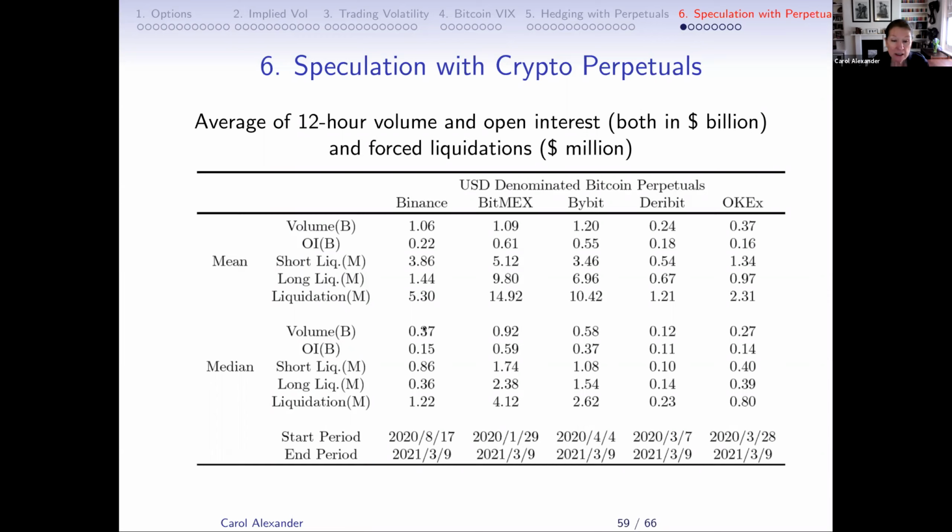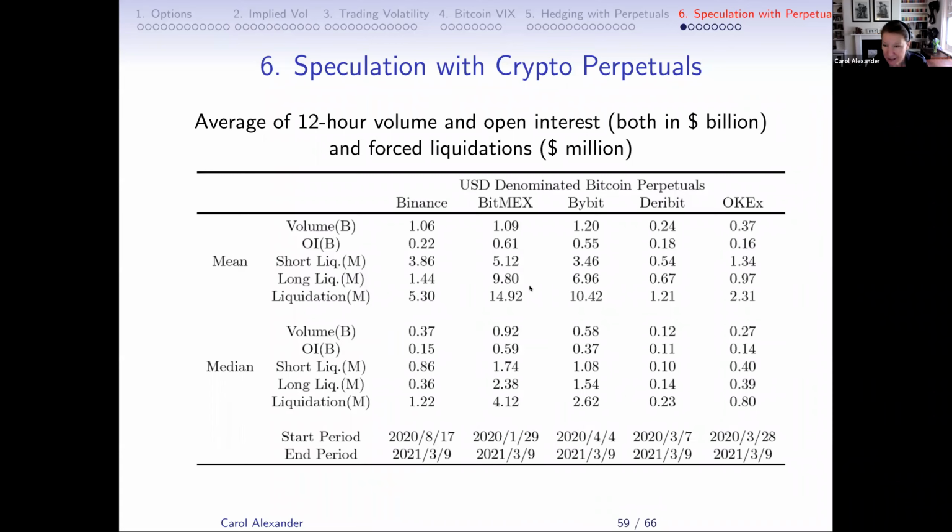So mean and median gives you some idea of how skewed these things are. What we're looking at is the volume measured in $1 billion and open interest in $1 billion, mean and median, and also in $1 million, that's M, the short liquidations and the long liquidations, and overall. That's the sum of the two. So you can see that there are a lot of short liquidations on Binance, a lot of long liquidations on BitMEX, but these results are not right.